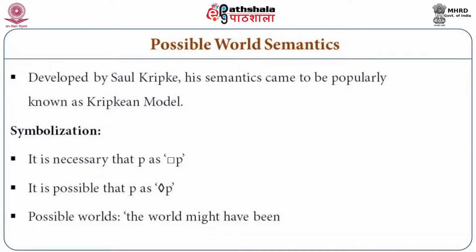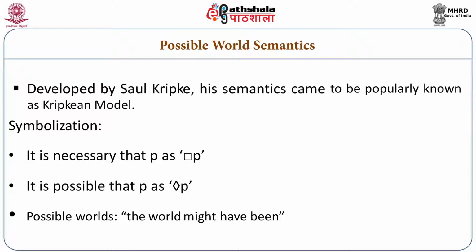How are we to understand the meaning of this sentence? A logician known by the name Saul Kripke has given a semantic model, and his model is sometimes called the Kripkean model or possible world semantics. So let us see how this sentence can be symbolized, just like symbolization of sentential logic, because this symbolization helps us to do formal derivation. So let us look at this slide. It is necessary that P can be symbolized as box P. It is possible that P can be symbolized by diamond P. So we will use this standard symbolization, that is, box P will mean it is necessary that P, and diamond P will be read as it is possible that P.